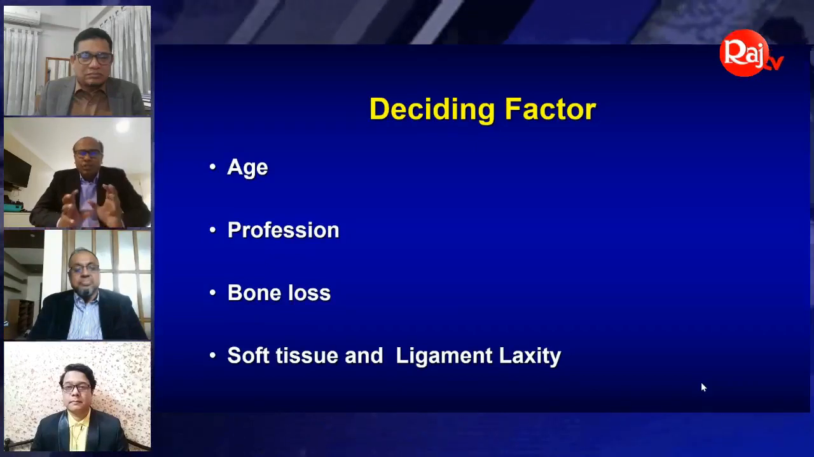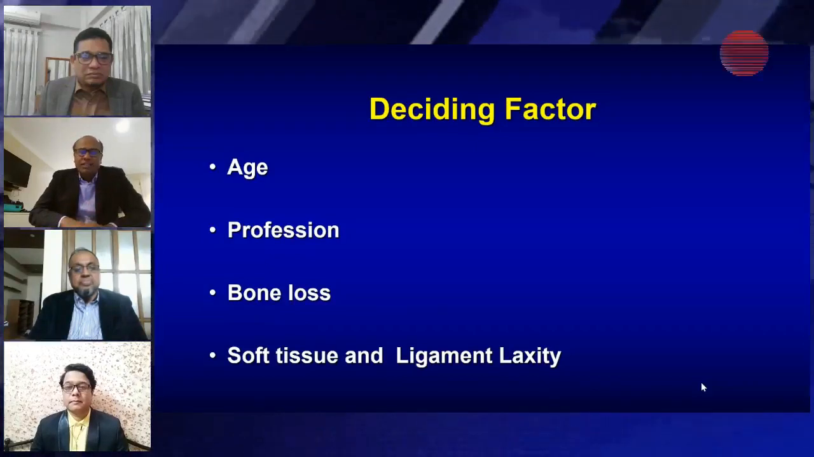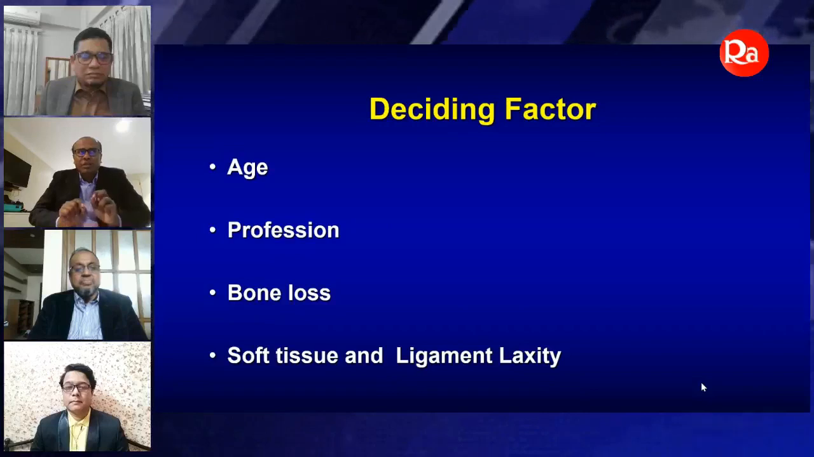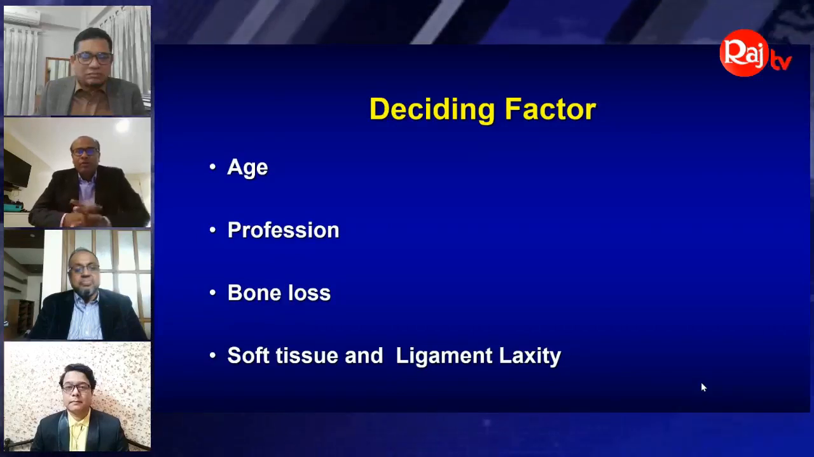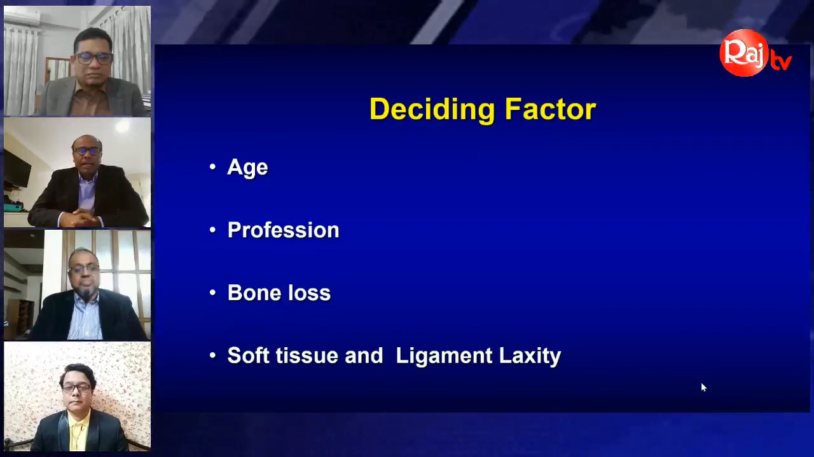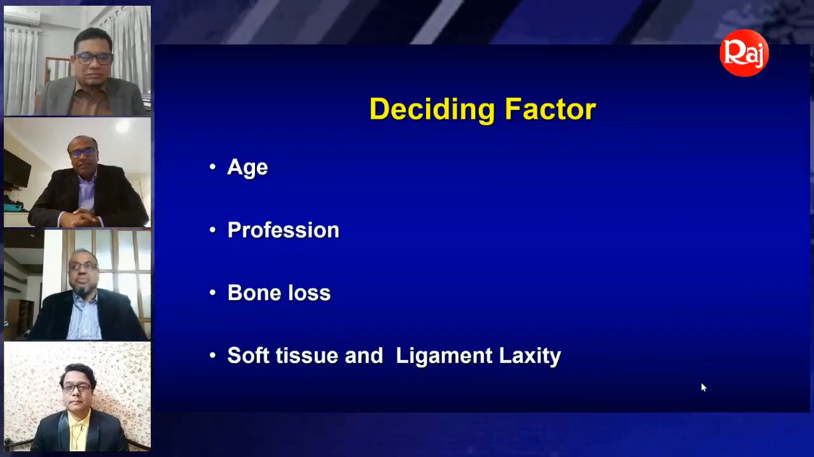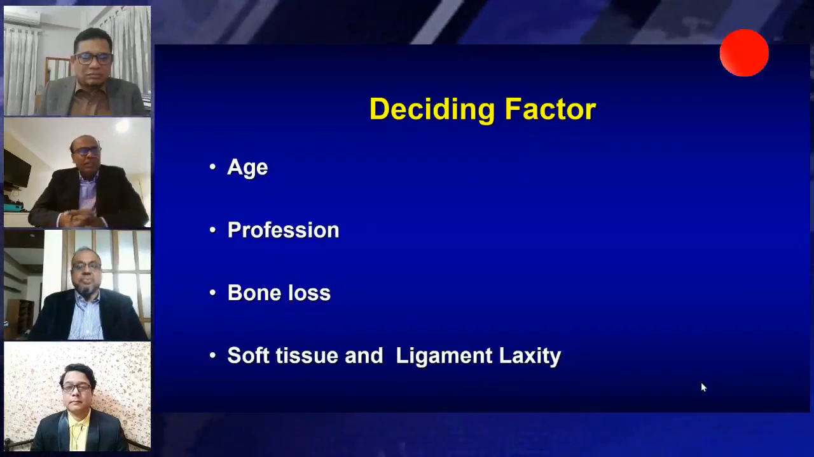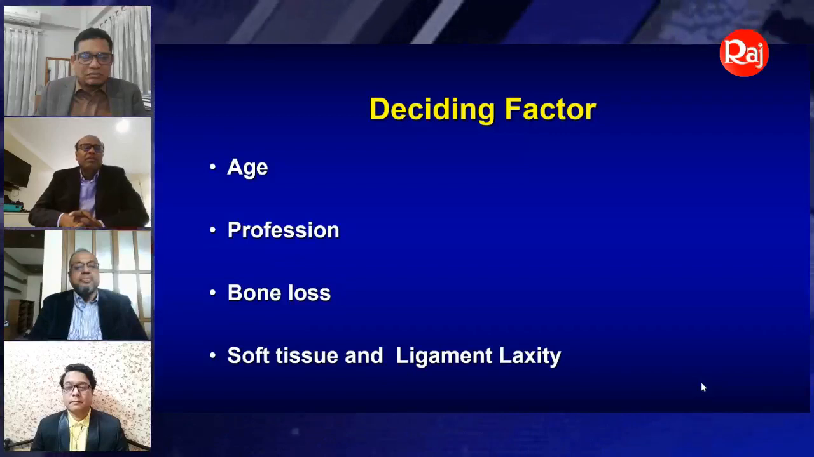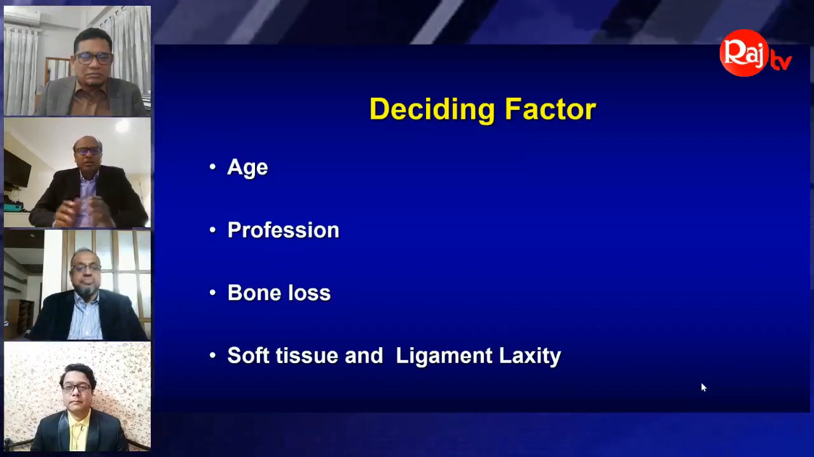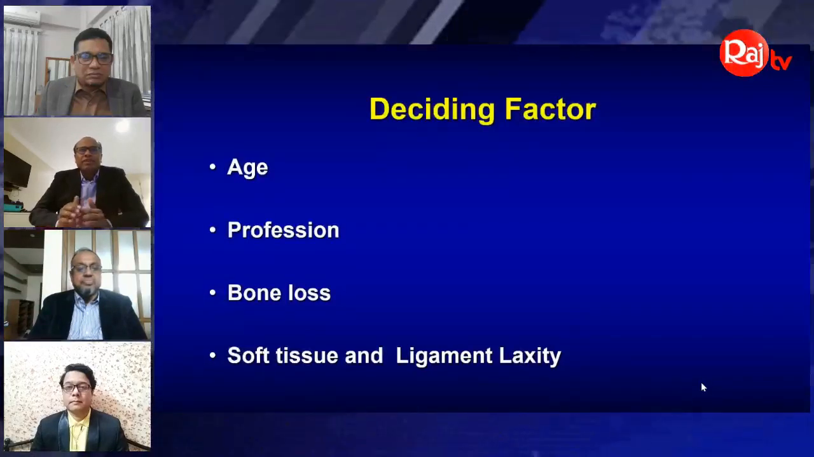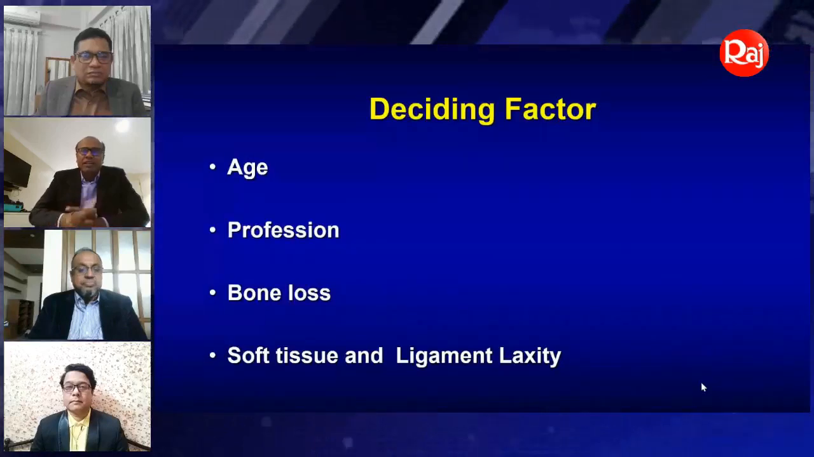Bone loss on the humeral side and the glenoid side, both are important, and you must quantify that. And soft tissue and ligament laxity. I will go one by one. Age, why is it important? It is very important because of the recurrence rate, which is very common when you have a dislocation in younger age.